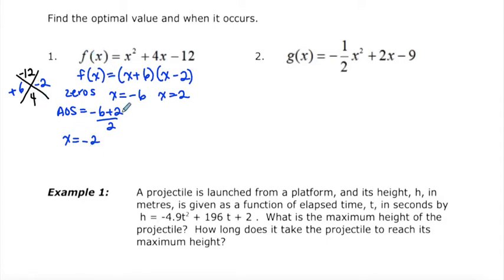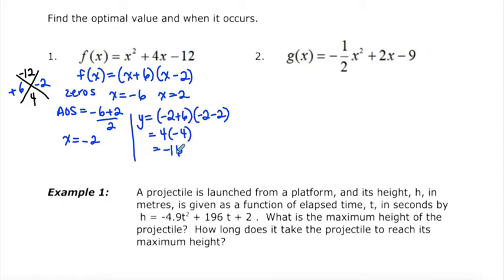It doesn't matter which version of the equation you plug it into; use whichever you think will be easiest. Let's plug it into our factored form. Remember that f of x is the same as y. So y equals negative 2 plus 6, times negative 2 take away 2. So y is going to equal positive 4 times negative 4, which is negative 16. So we now have an optimal value of negative 16.